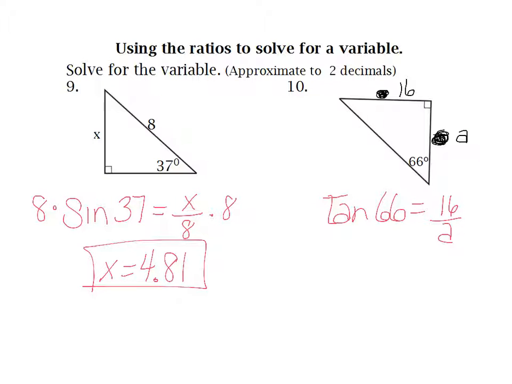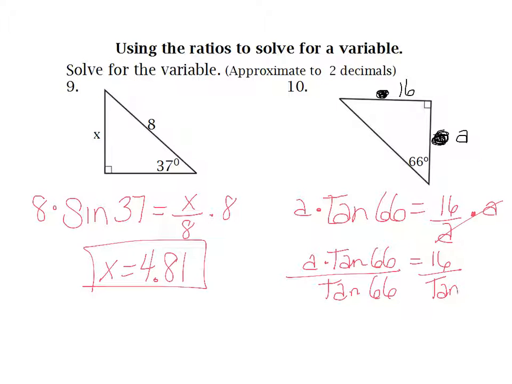Now this one is different because the denominator is where my variable is. And that is a little trickier than over here where it was a number. I could just multiply by 8 and I'd have my variable. On this one, I have to multiply both sides by a. Now I'm going to show the work on this, and if you need to show the work, that's okay. If you can just visualize this process, now what you're going to have to do is divide by the tangent of 66. Sometimes we're going to be multiplying, sometimes we're going to be dividing. It all depends on what's given to you and what you're looking for.